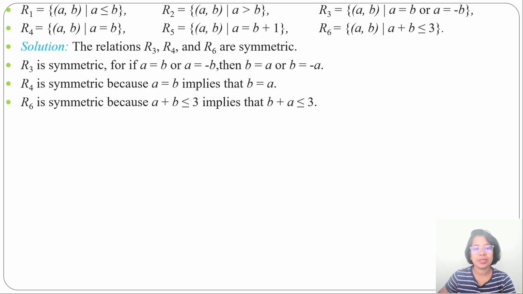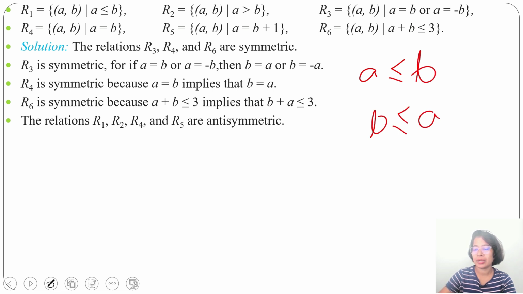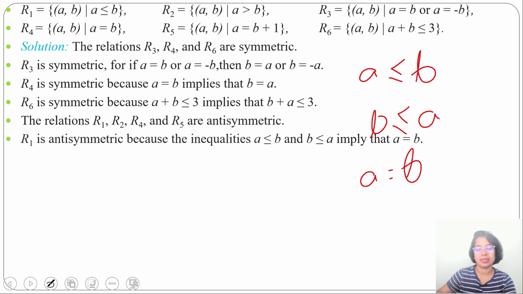Now which relations are antisymmetric? The relations R1, R2, R4 and R5 are antisymmetric. Now R1, if A is less than or equal to B, and B is less than or equal to A, it means A equals B, right? So R1 can be antisymmetric. Next R2, A greater than B, but it's impossible that B is greater than A. So if (A,B) is present, then (B,A) cannot be present.